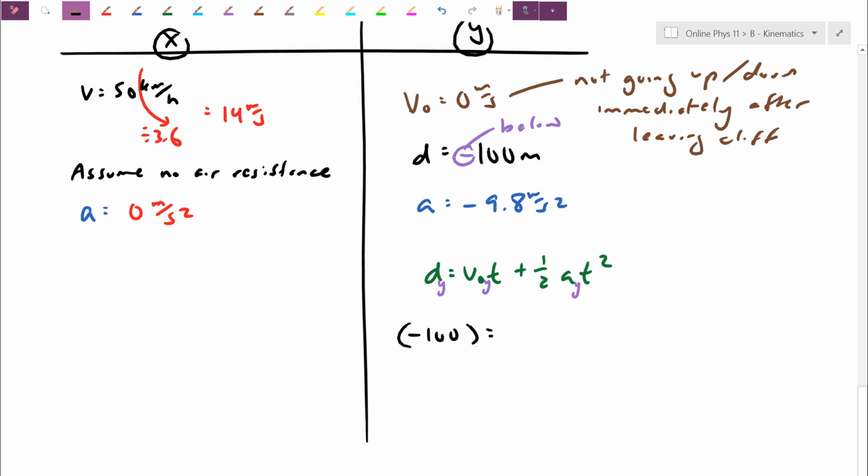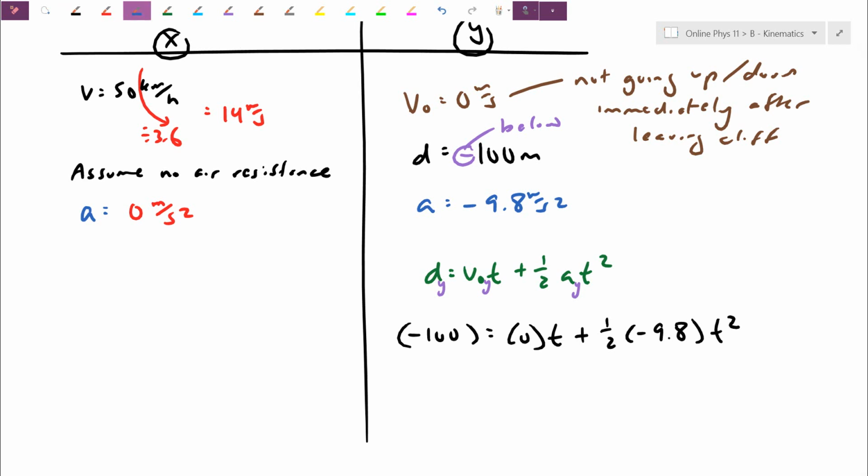I'm going to be 100 below where I started. Initially, I wasn't going up or down, 0. Time is a scalar, that's why I don't need to say ty. So that's t there, plus 1/2 acceleration, negative 9.8, and a t squared. So that's nice. I have one equation, one unknown.